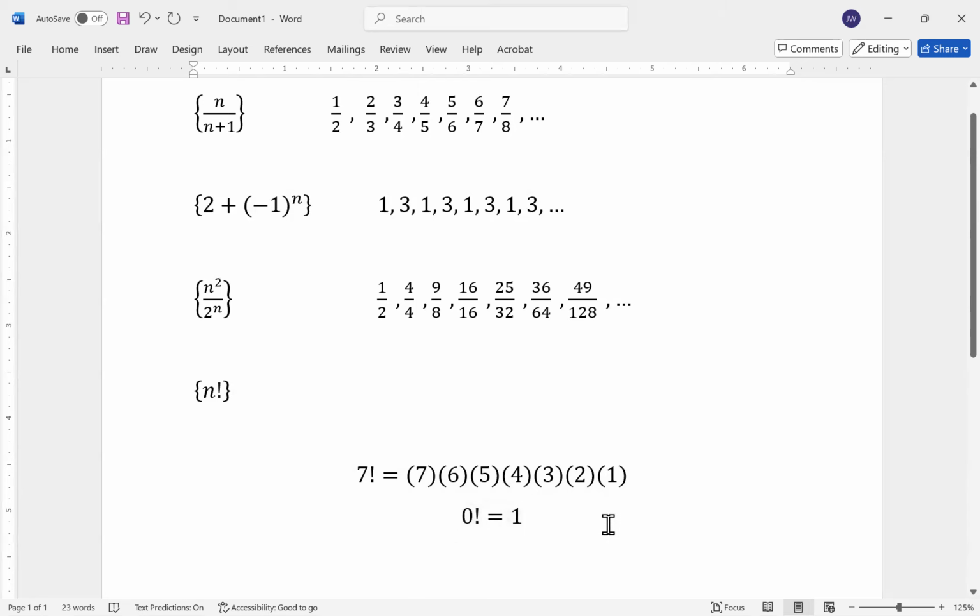And that's the same as 1 factorial. 1 factorial is just 1, not multiplied times anything. 2 factorial is 2 times 1. 3 factorial is 3 times 2 times 1. Notice that all of the factorials below 7 are embedded into the formula for 7 factorial.